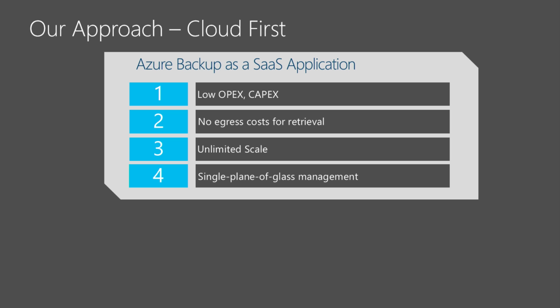Everywhere you have seen that Microsoft has been talking about cloud first, mobile first. So let me explain what cloud first means in terms of backup. What it means is we have created a first-class SaaS application. You can say backup as a service with Azure Backup.